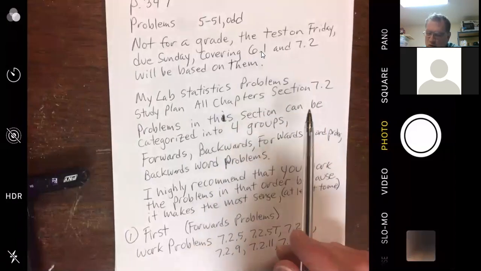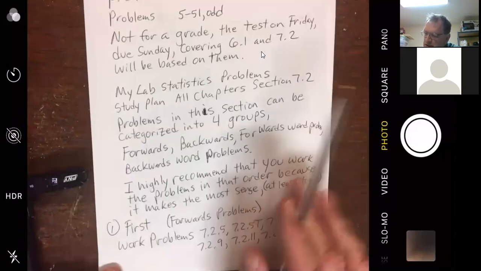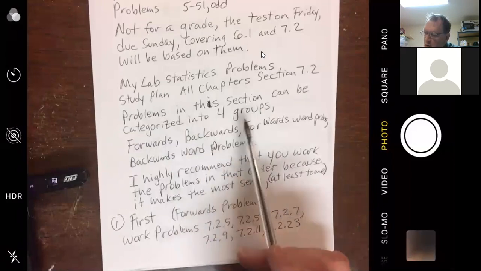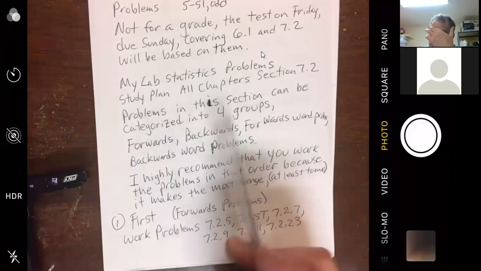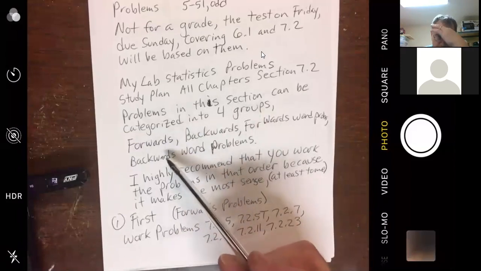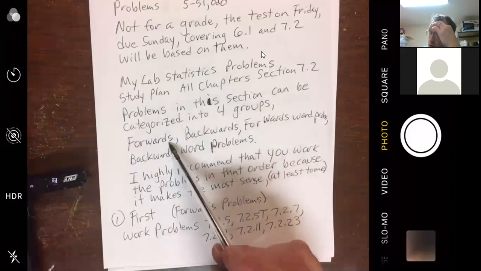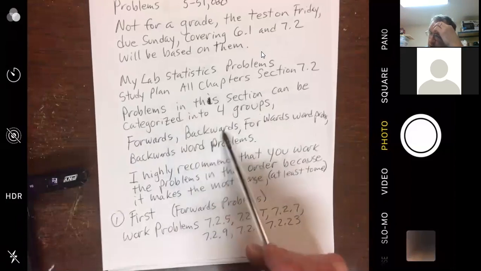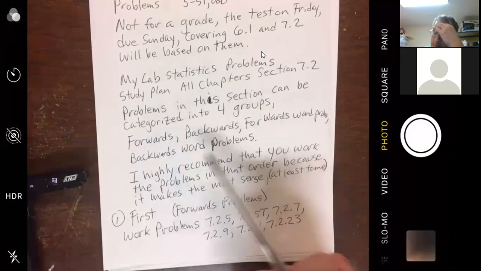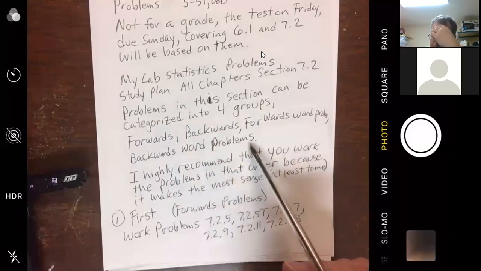And so I went through them. You can pretty much categorize them or organize them into 4 groups. And these are my names for the groups. I call them forwards problems, backwards problems, forwards word problems, and backwards word problems.